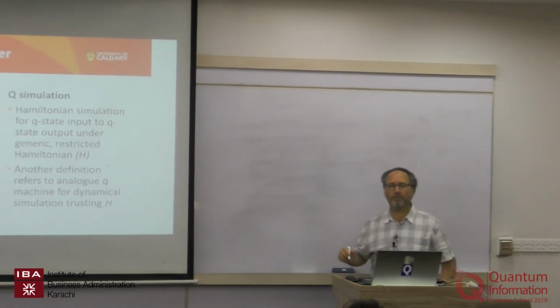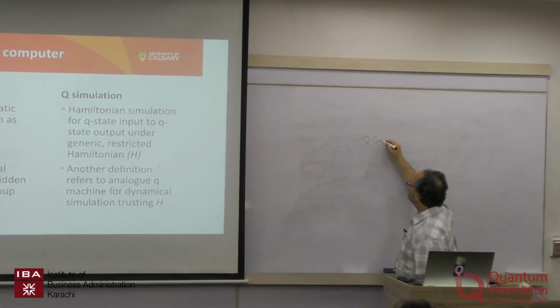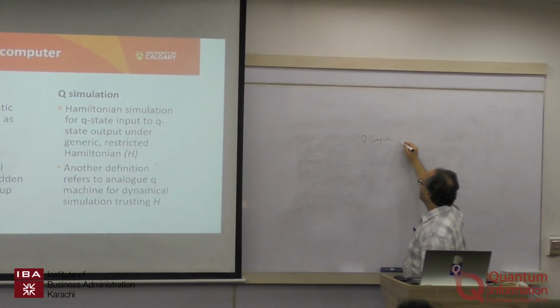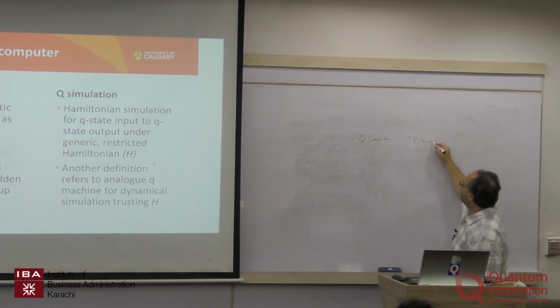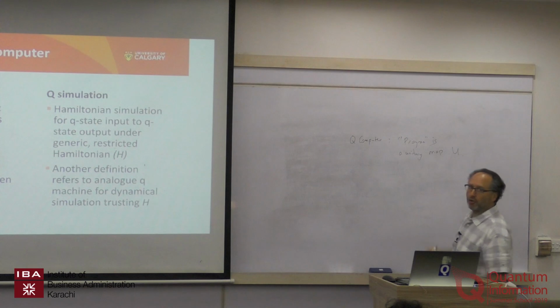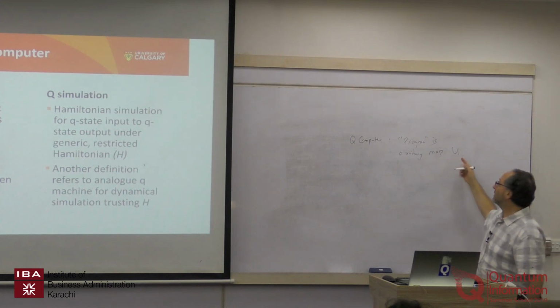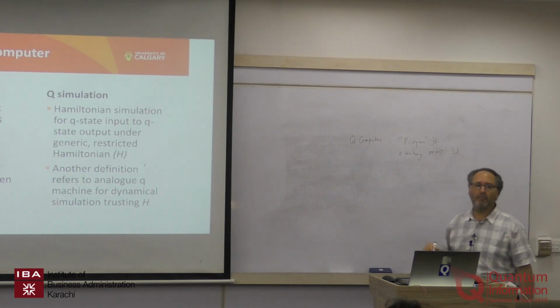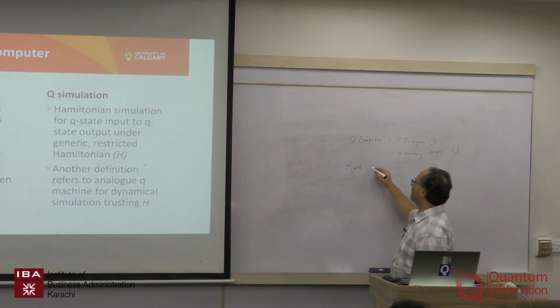So remember what I told you, that in a quantum computer, our program is a unitary map U. Okay? So that's the unitary map. That's the isometry map states. But there's something in mathematics. So in mathematics, we have a theorem. This is known as Stone's theorem.